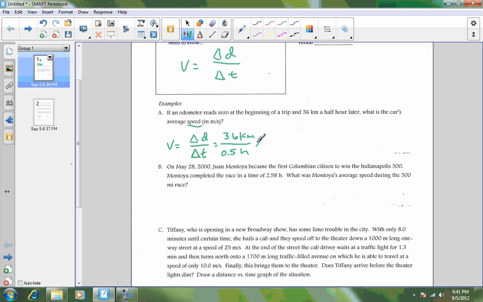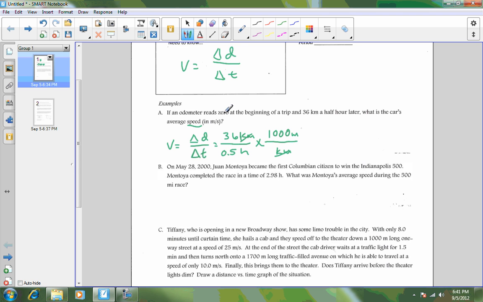So we have to go back to our conversion equalities, and we're going to convert kilometers to meters. So there are 1,000 meters within a kilometer. So we're going to put 1,000 meters up here in the numerator and 1 kilometer in the denominator. Kilometers will cancel out, and now we're in meters.